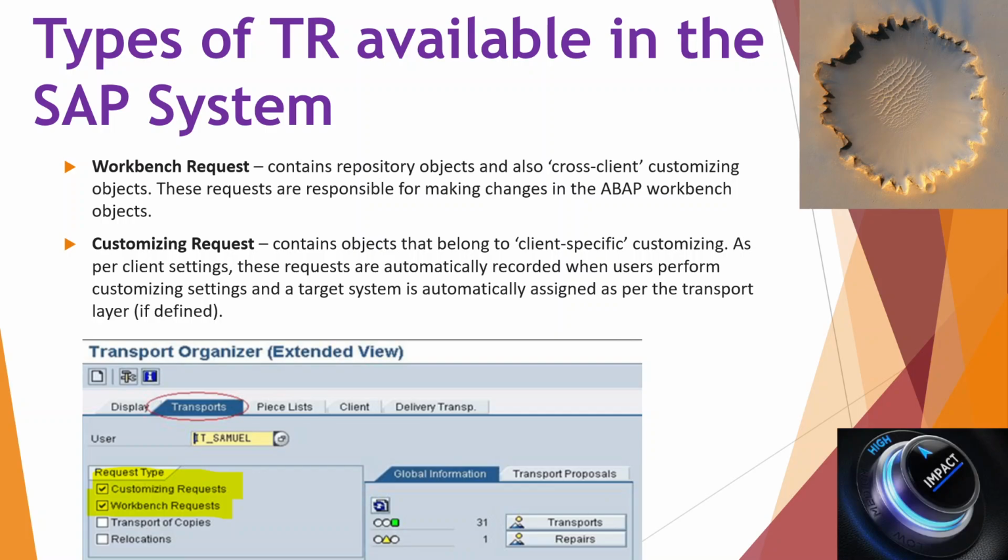So what variety of transport requests do we have available in the system? There are two important and major categories. One is called workbench request, another is called customizing request. Workbench request is mainly for the technical people, I mean ABAP, BASIS, PI, PO, BODS, Fiori consultants, and many more. But customizing request will be mainly for the functional consultants like FI, CO, PP, PS, PM, SD, QM, and so on.